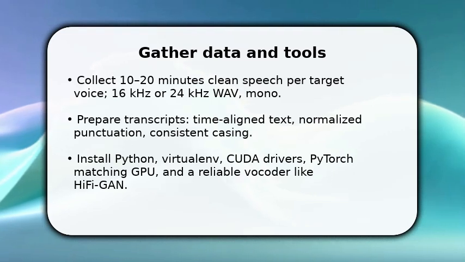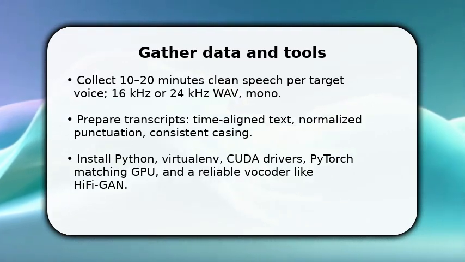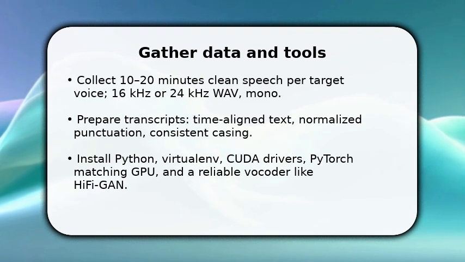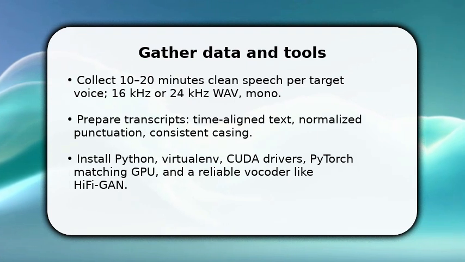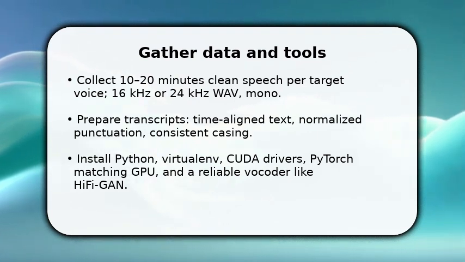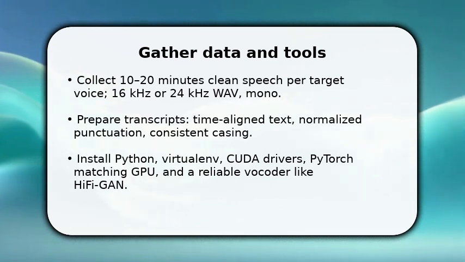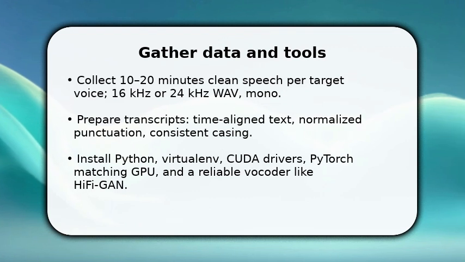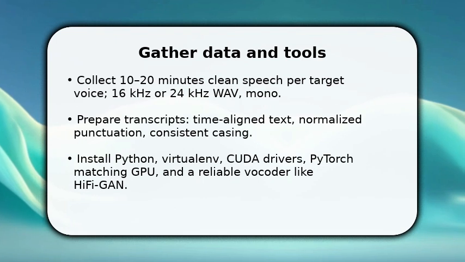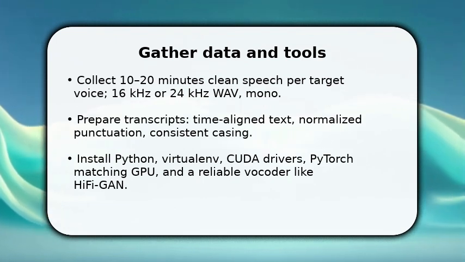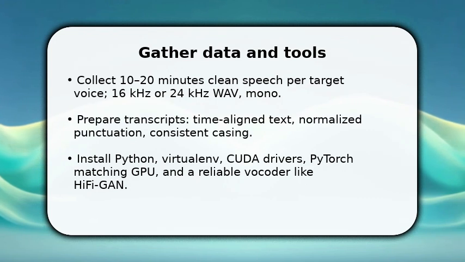Enjoy the video. You begin by securing high-quality recordings and the right software. Record or source 10-20 minutes of clean mono WAV at 16-24 kHz and create precise transcripts so the model learns pronunciation. Once done, set up a Python virtualenv, install PyTorch optimized for your CUDA version, and add a vocoder such as HiFi-GAN. Make sure file naming and folders are consistent so training scripts can find audio and text pairs. This prevents errors later and keeps the pipeline reproducible.